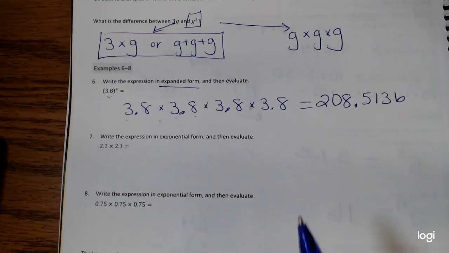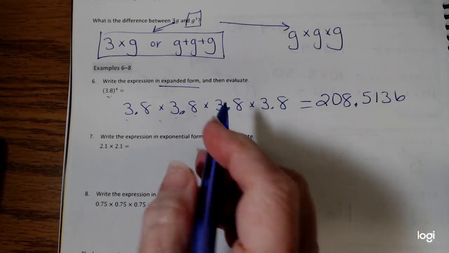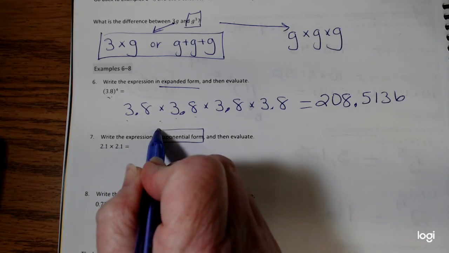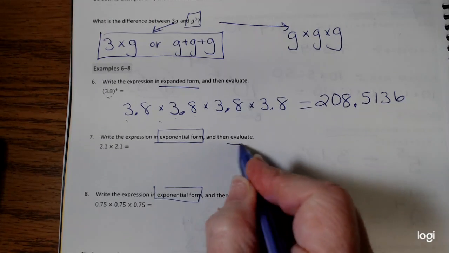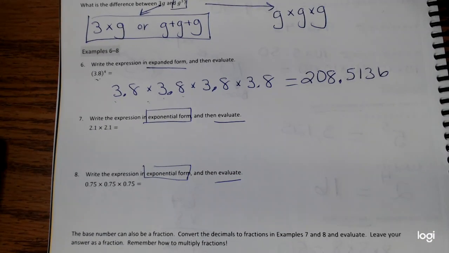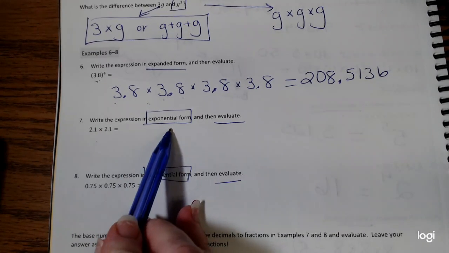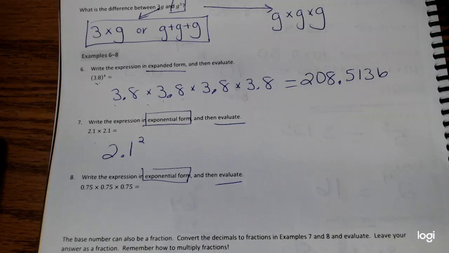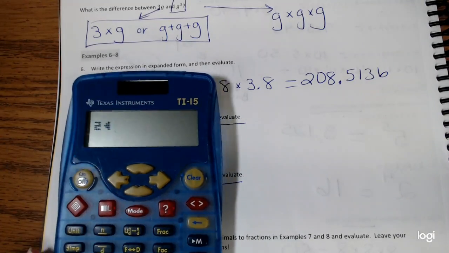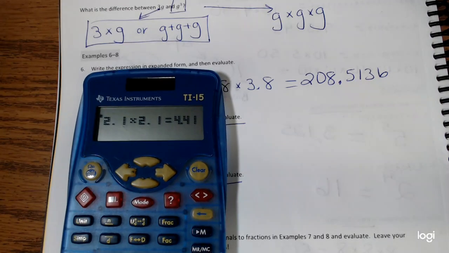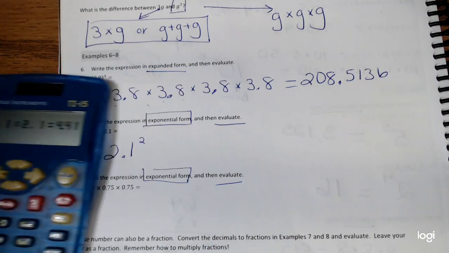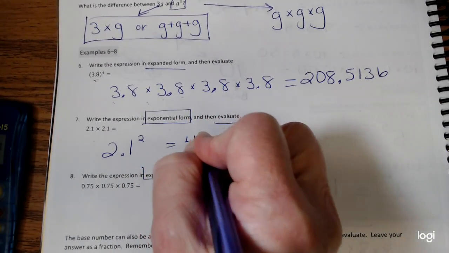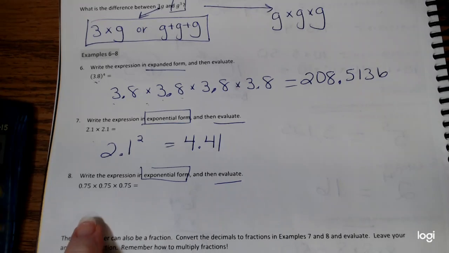Okay, go ahead and solve for me problem 7 and 8. Remember to write it in, oh, this time it says write it in exponential form. And it says to evaluate. So go ahead and pause my video and see if you can solve those two problems for me. Okay, if you wrote this in exponential form, you should have put an exponent like this. If I would take my calculator and I would do 2.1 times 2.1, this is what I got for my answer. 4 41/100.